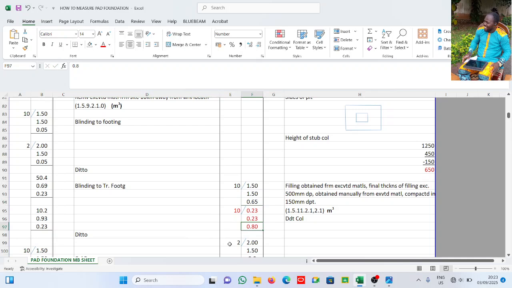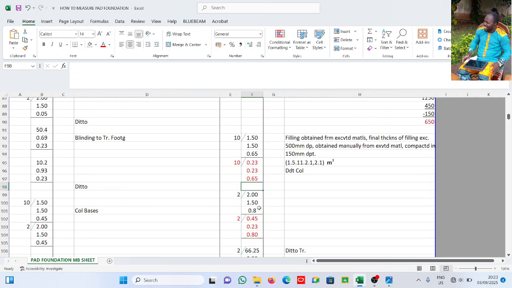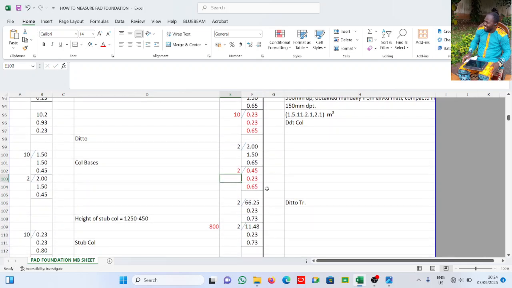Oh, what did I do here? 1.5. Okay, yeah, that's it. Okay. Now see what I did here. I did it as if there's no column base, and no stop column, so I need to remove the column here. That's 0.23 by 0.23 by 0.65. The same thing applies to the double column. It is 0.45 by 0.45 by 0.23. Right? This is 0.65, not 0.8. You see, as I say, you cannot count measurement. If you don't know it, you don't know it. Okay. So this is basically what we have.